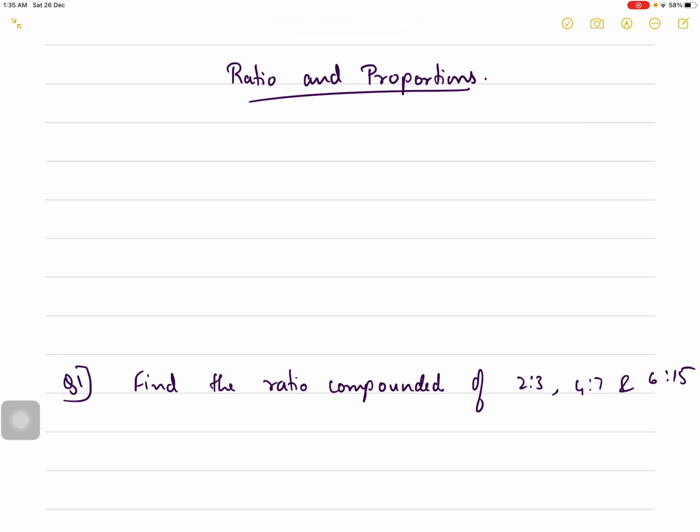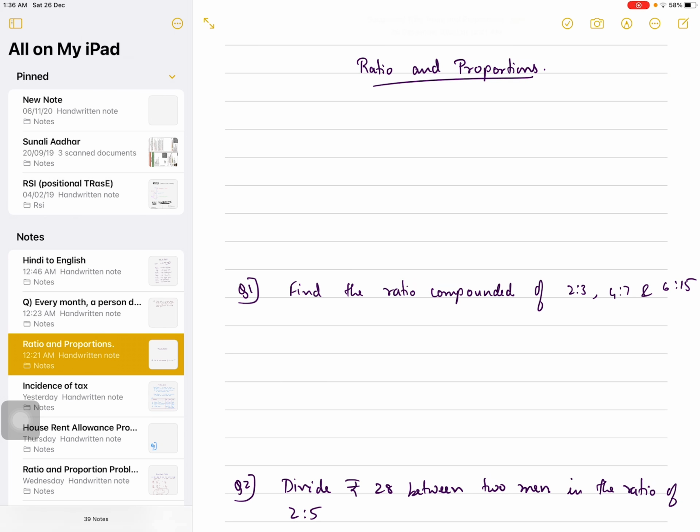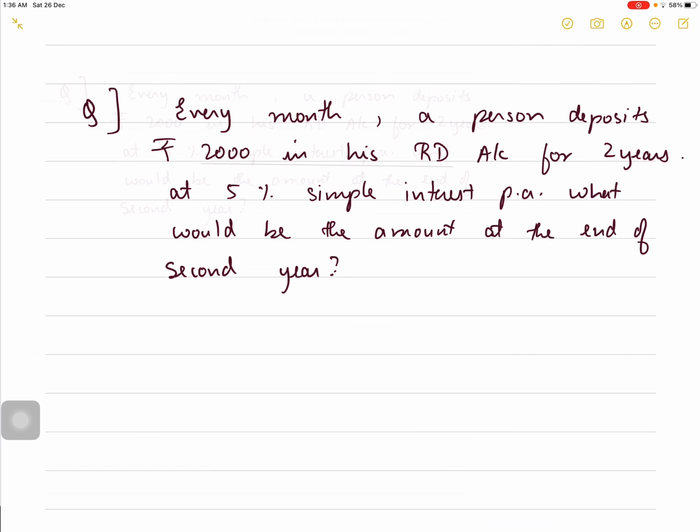Hello students, today we are going to start a new chapter, which is ratio and proportion. Before starting ratio and proportion, we will solve one question of commercial arithmetic which I missed in the last class. Okay, so this is the question.